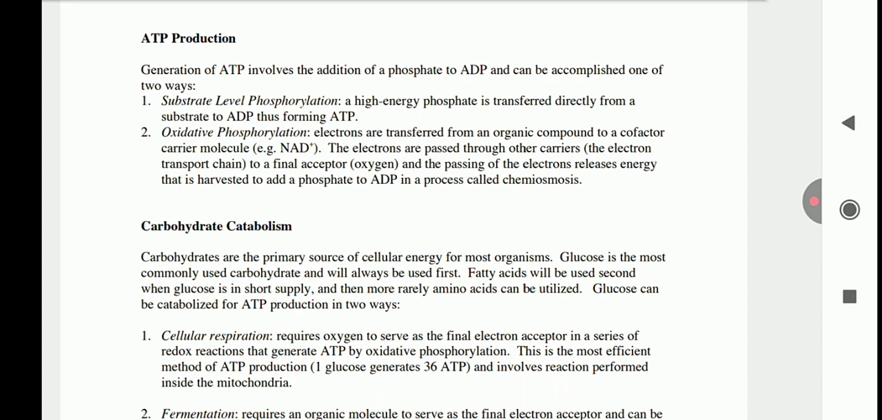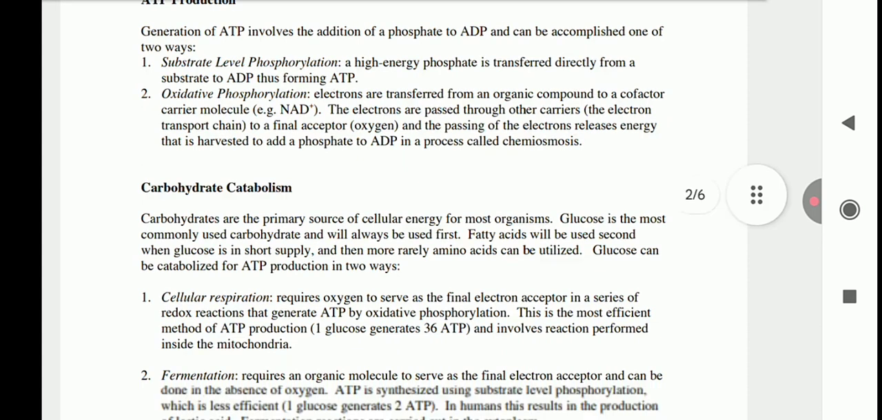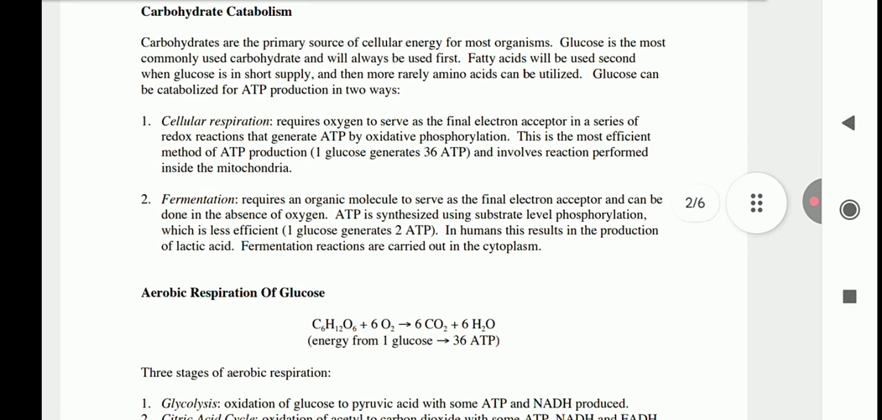Carbohydrate catabolism. Carbohydrates are the primary source of cellular energy for most organisms. Glucose is the most commonly used carbohydrate and will always be used first. Fatty acids will be used second when glucose is in short supply, and then more rarely amino acids can be utilized. Glucose can be catabolized for ATP production in two ways.